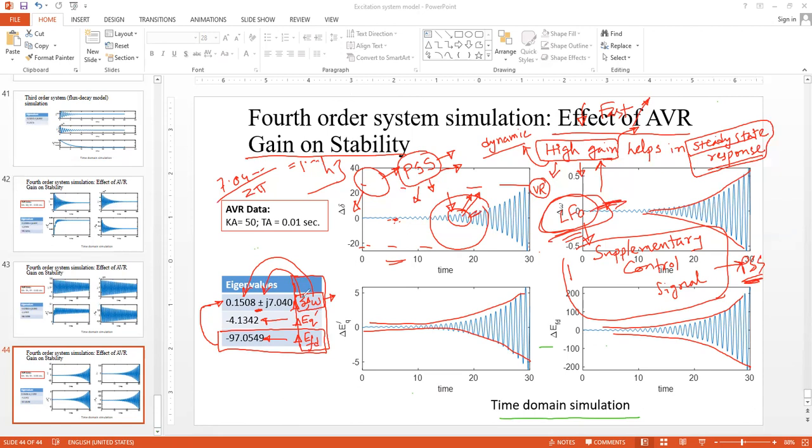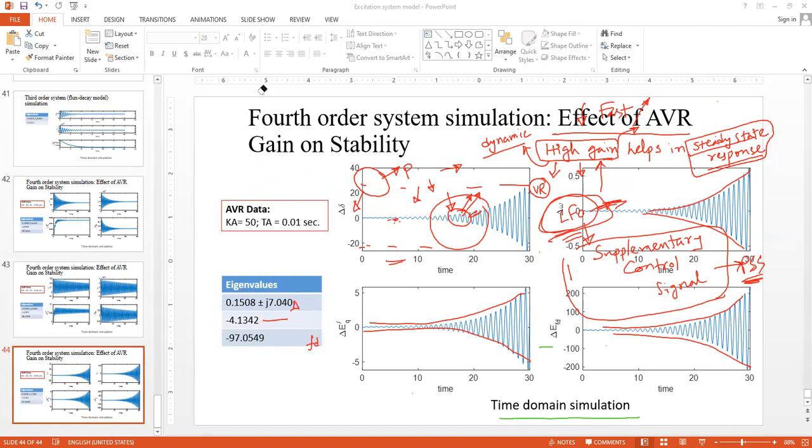So any question up to now? Because we'll move into the block diagram representation of this system now. Any question over here? Sir, yes. The PSS signal has a positive sign. Why is it positive? No, negative? PSS was not positive, I think.